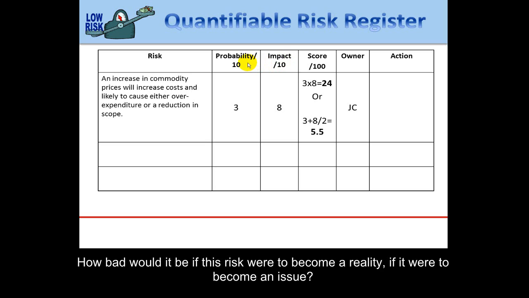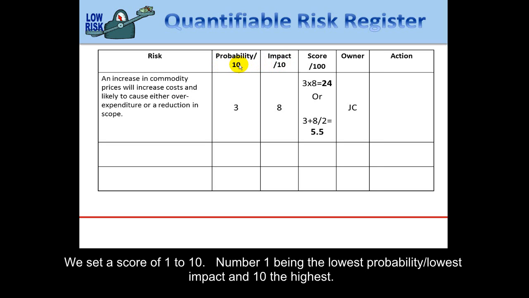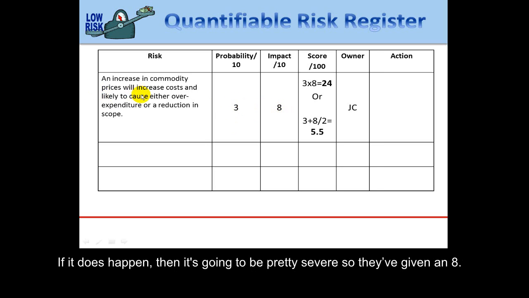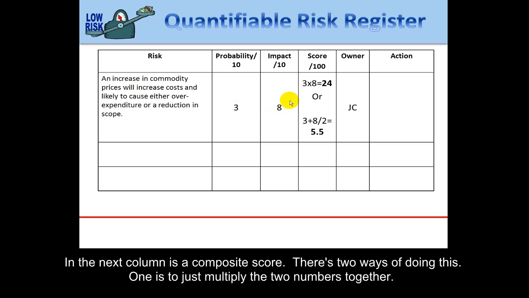And we're going to give it a score of 1 to 10, 1 being the lowest probability, lowest impact, and 10 being the highest. So you'll see the team here has chosen 3 as the probability for this happening, which is relatively low, but there's still a chance. And then they've said that if it does happen, then it's going to be pretty severe, so they've given it an 8.